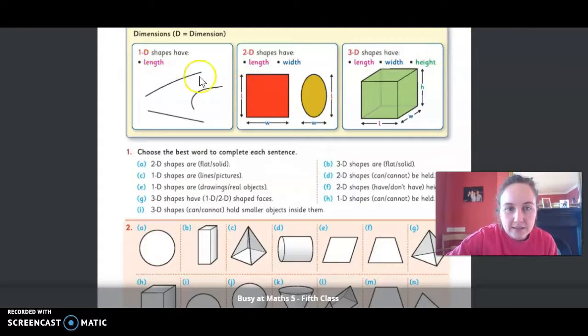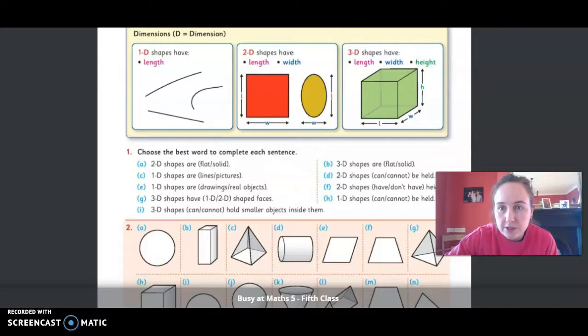And so they're showing you up here at the top of the page. 1D shapes have just length, so they're just kind of lines. 2D shapes have length and width. Okay, so your square, your circle, your triangle, the shapes that you draw. And 3D shapes have length, width, and height. Okay, so they're solid, chunky. You can pick them up. They're your cereal boxes and your books and your cans and tubes and all those things you find around the house.